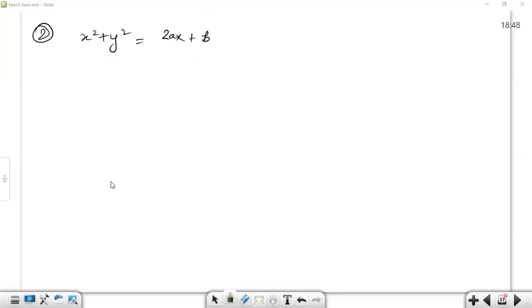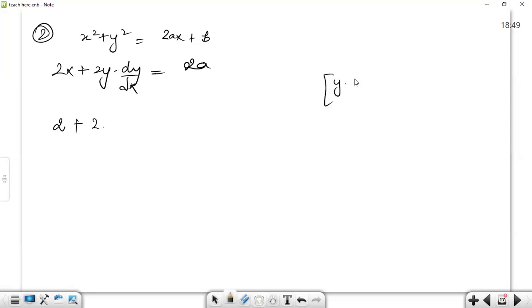Let's differentiate it once first, differentiating both sides with respect to x. So 2x plus 2y into dy by dx equals 2a, and the differentiation of b is just 0 because it's a constant. It is not changing with respect to x. Now further differentiation of this: y into dy by dx can be written as this. So this is a product of the two variables or the two functions which are dependent on x. So we'll follow the product rule for that.